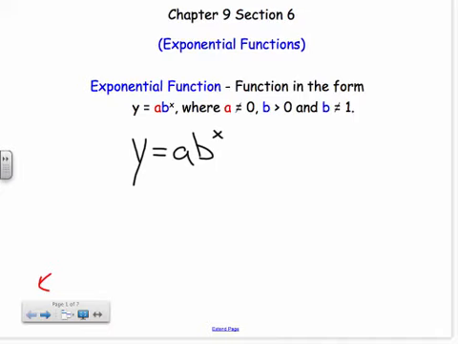And lastly, b cannot be 1. If b was 1, 1 to any power, 1 to the first power, 1 to the second power, 1 to the third power, they're all just 1. So I'd end up with a straight line. And we're not worrying about straight lines.